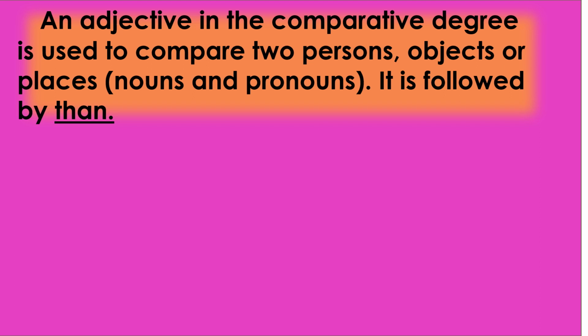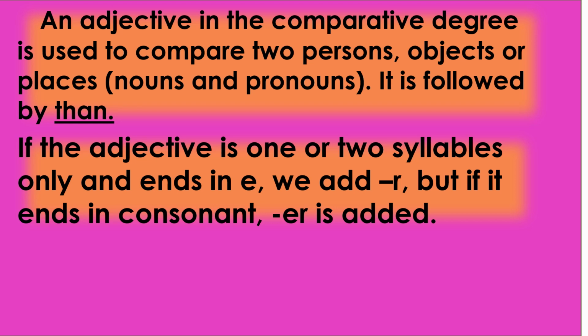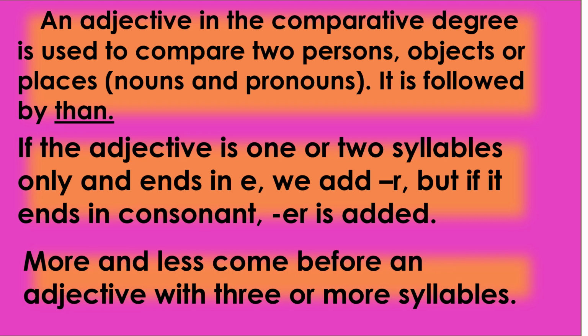An adjective in the comparative degree is used to compare two persons, objects, or places, nouns and pronouns. It is followed by than. If the adjective is one or two syllables only and ends in E, we add R. But if it ends in consonant, ER is added. More and less come before an adjective with three or more syllables.